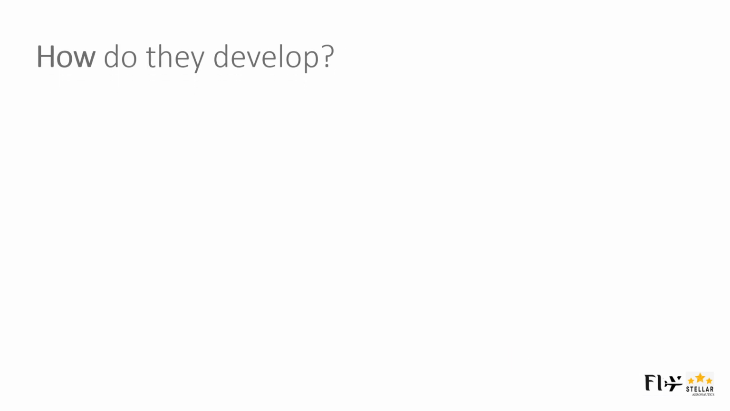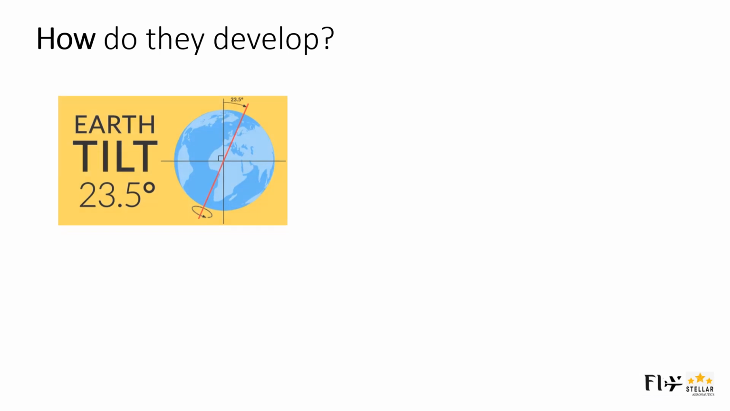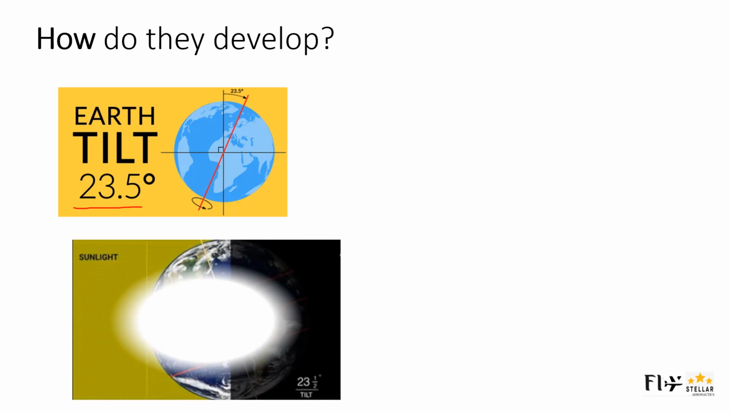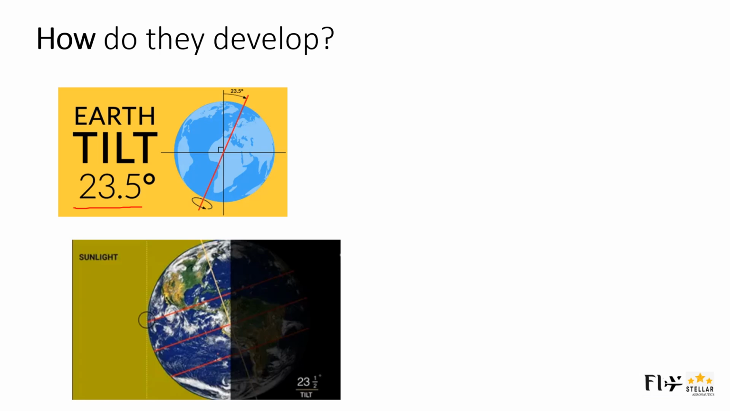Let's understand how do they develop. As we know, the Earth's axis is tilted at 23.5 degrees, because of which even the latitudes are tilted, which means when sunlight falls on the Earth, equator is not the closest to the sun. It is the Tropic of Cancer which is closest to the sun, and that is the time when it is summer in northern hemisphere.